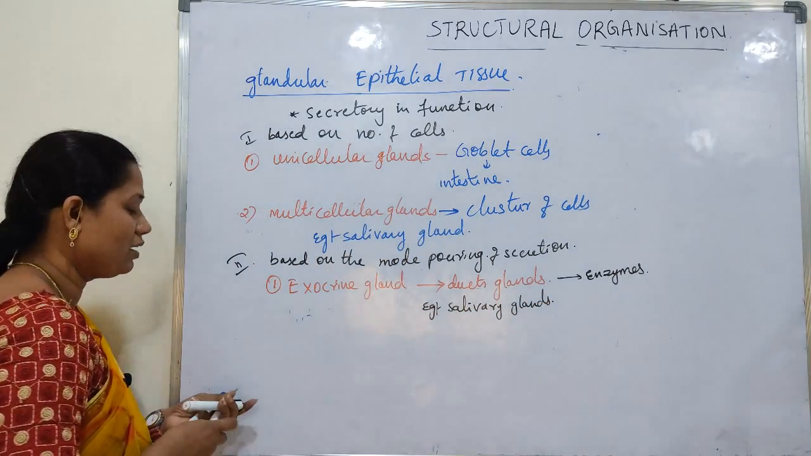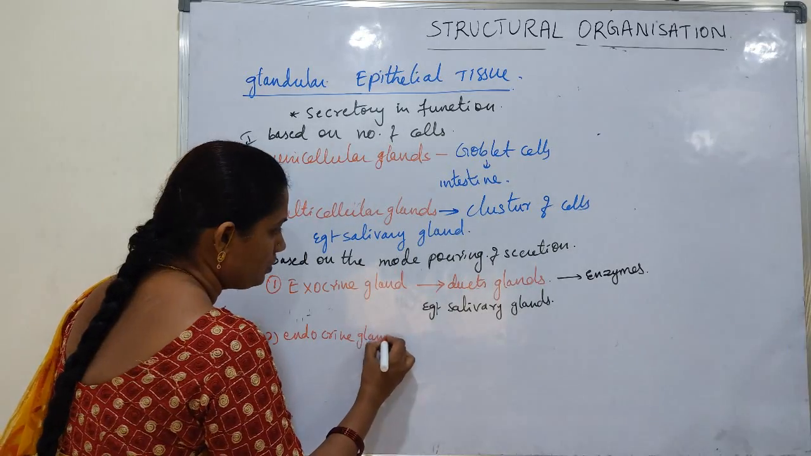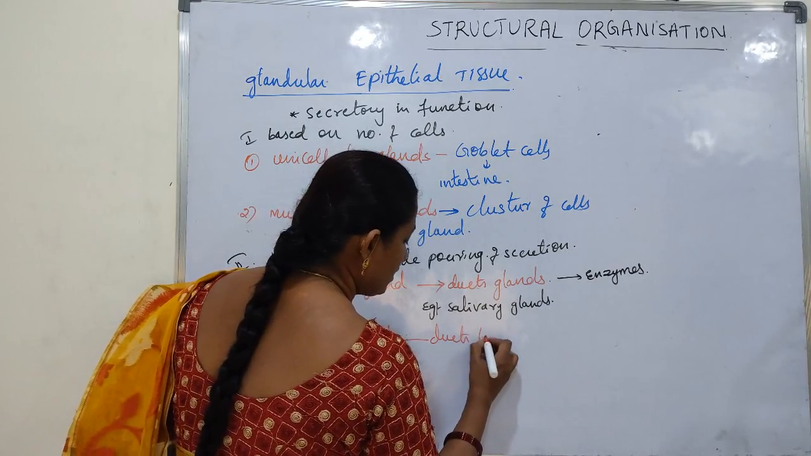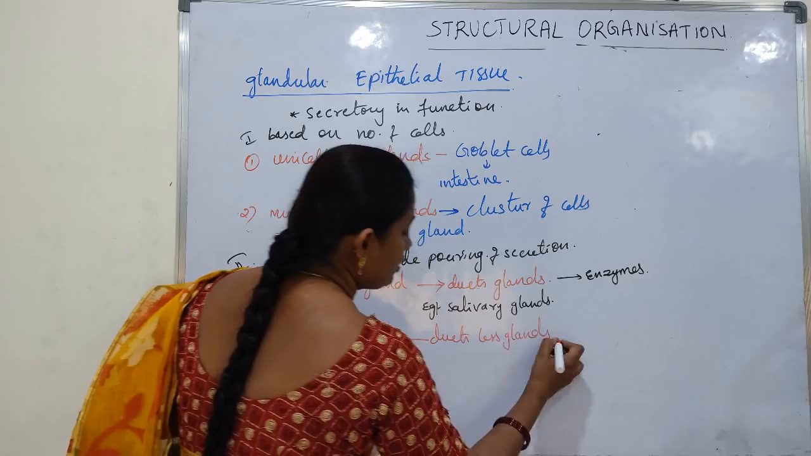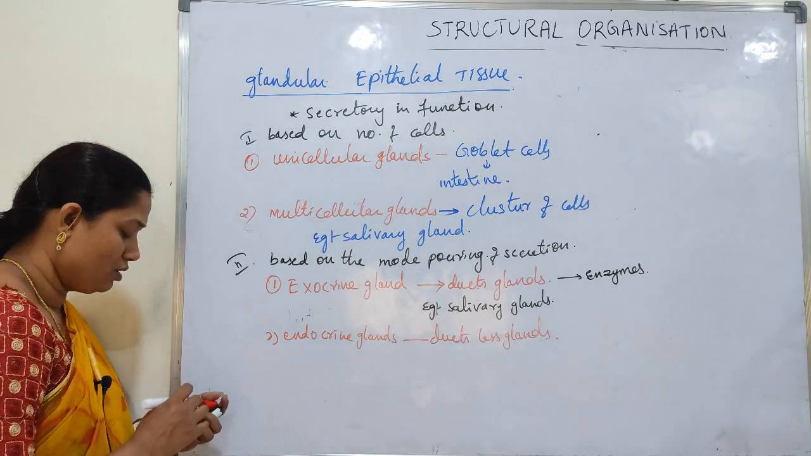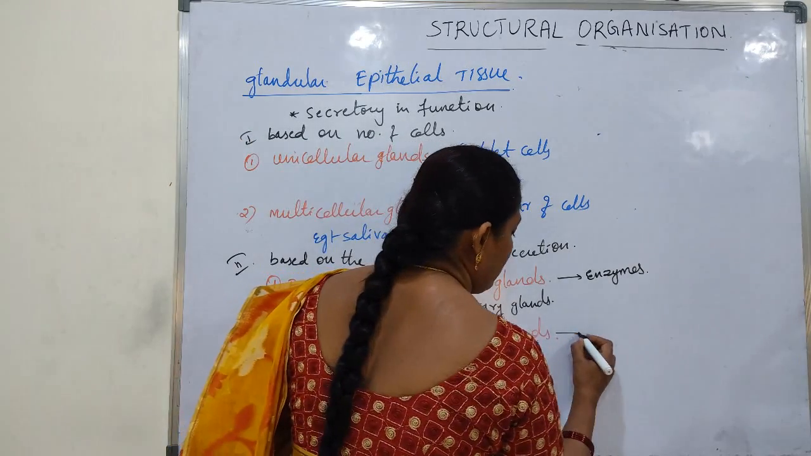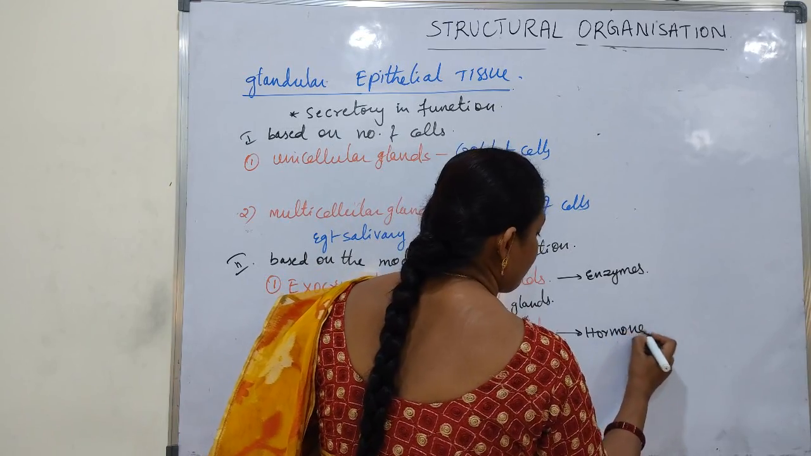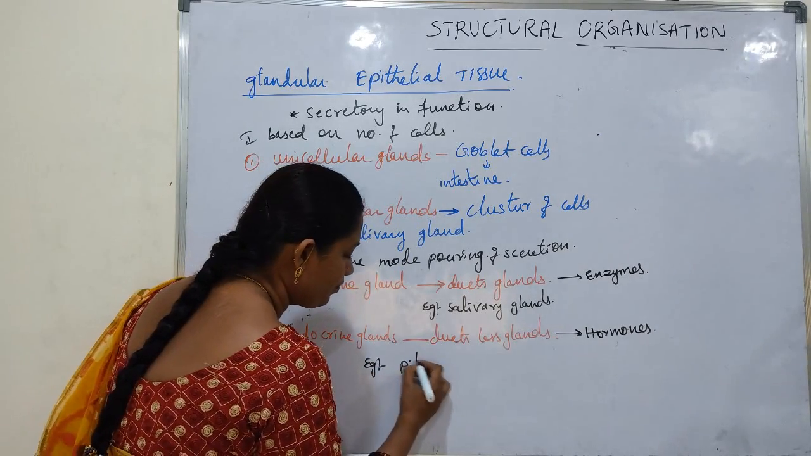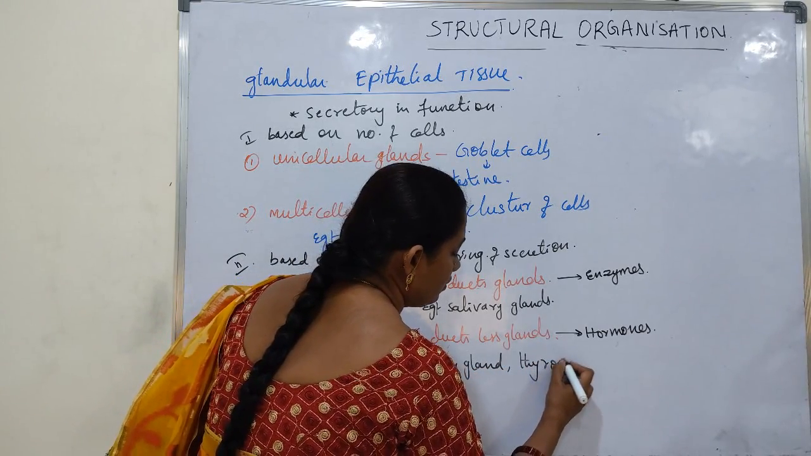Next, the second one is endocrine glands. Endocrine glands are ductless glands, which means they are not provided with ducts. Their secretions are released directly into the blood. Their secretions are called hormones. For example, the pituitary gland and the thyroid gland.